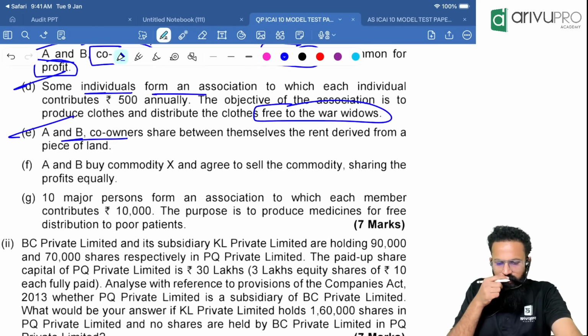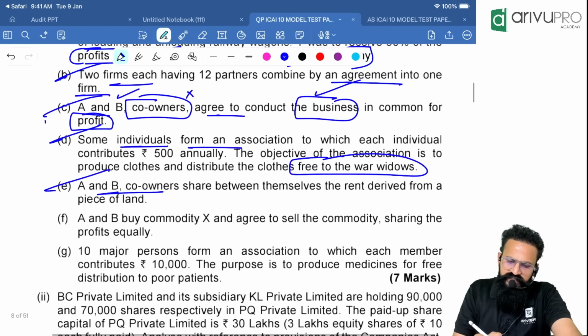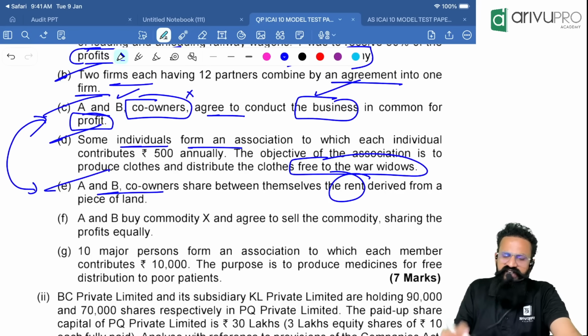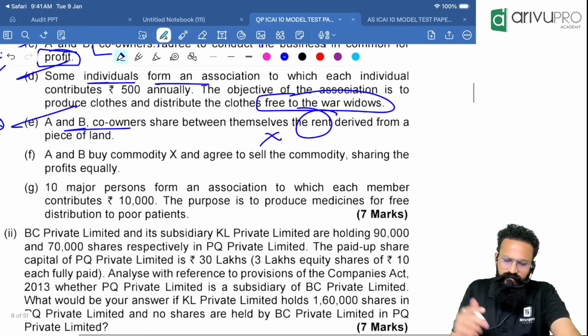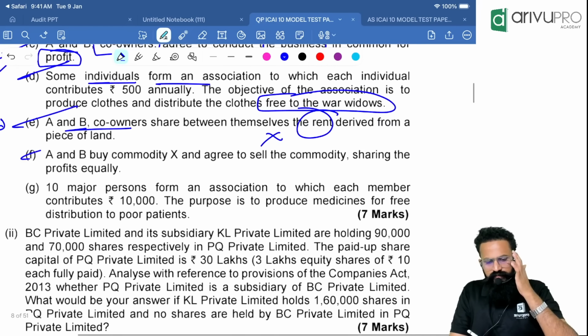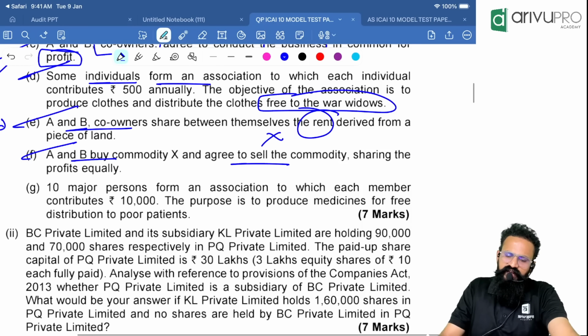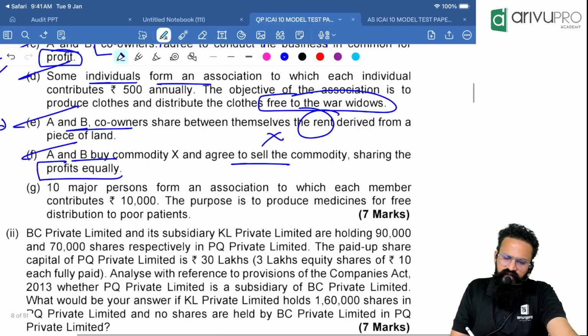A and B co-owners share between themselves the rent derived from a piece of land. See the difference. They are only deriving the rent. Is there a business? No. Any strategies? No. This is not a partnership. That's just a co-ownership.